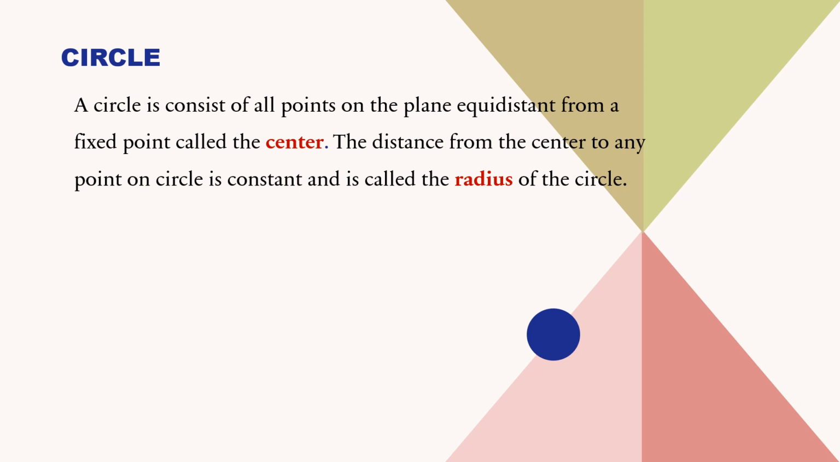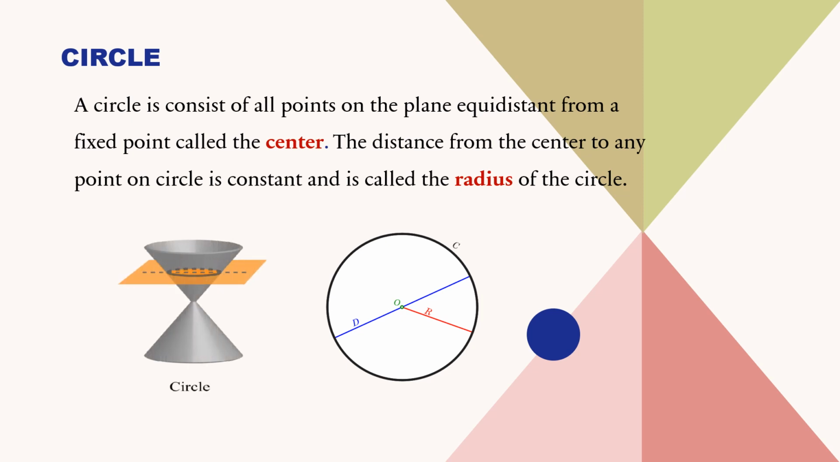A circle consists of all points on the plane equidistant from a fixed point called the center. The distance from the center to any point on a circle is constant and is called the radius of a circle. So this is the center, and the distance from the center to any point is called the radius.